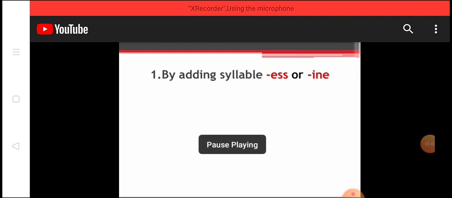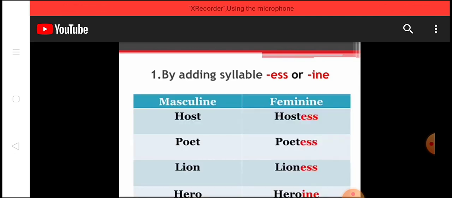by adding the syllable ess or ine. Students, along with the masculine gender we have to add ess or ine to make it feminine. Have you understood? Now you're going to learn four rules to make a masculine gender into a feminine gender. The first rule is by adding ess or ine along with the masculine gender to form it as feminine.